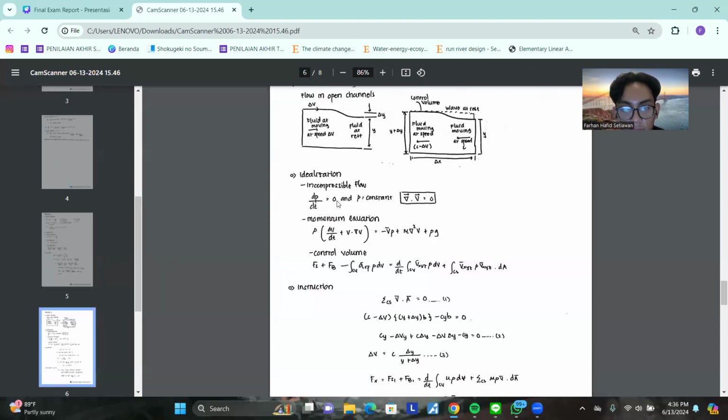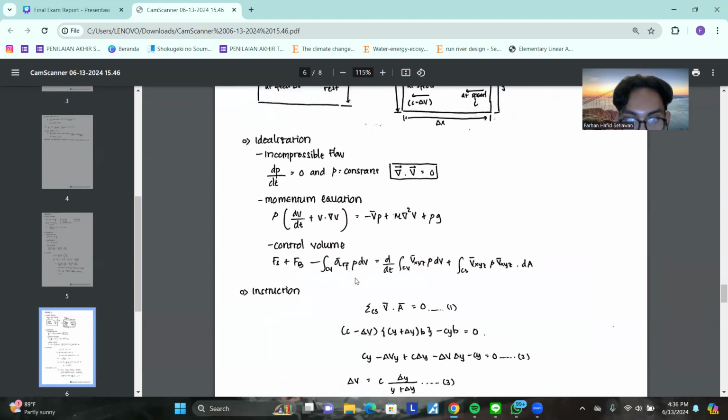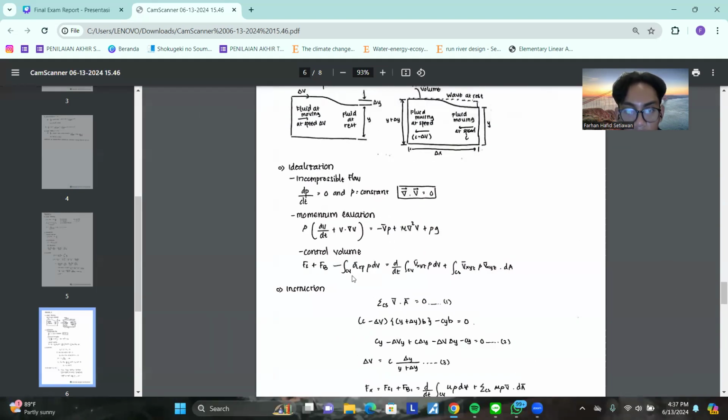For the control volume, we get the sum of Fs plus Fb minus the integral over the control volume of a_rf times rho dV, equals d/dt of the integral over the control volume of velocity V(x,y,t) rho dV, plus the integral over the control surface of V(x,y,z) rho V(x,y,z) dA.